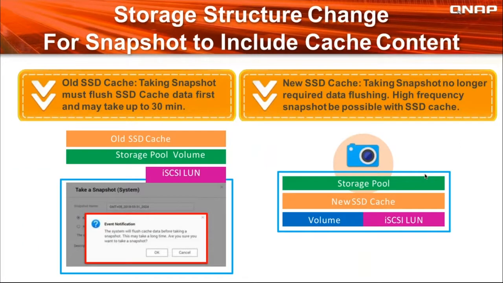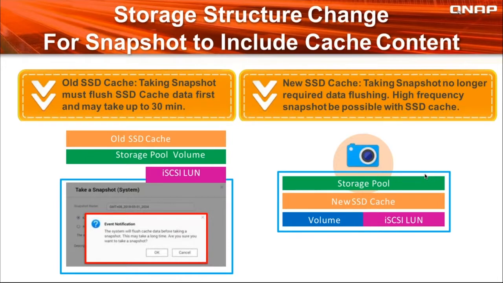Another change we have made to our snapshot feature with QTS 4.3.5 is that we can now take a snapshot of your cache. It used to be in the past that before taking a snapshot, you first had to flush your data from your cache to your spinning disk, then you could take the snapshot. That just made the snapshot take a little bit longer when you had cache. But now you can take a snapshot directly of your cache and your spinning disk at the same time. You don't have to flush your cache first.